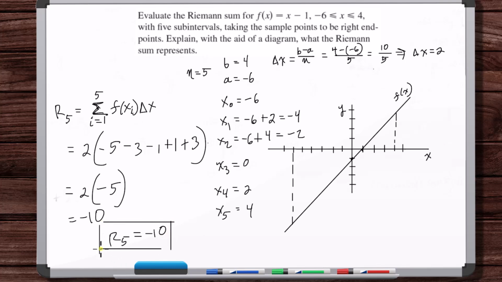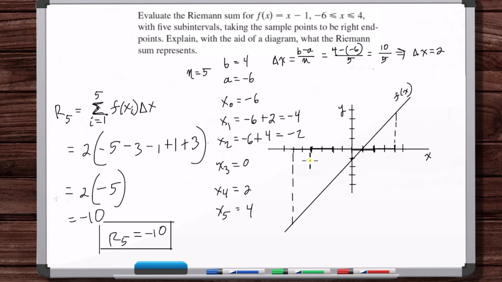Okay, now what does this mean? We come to each point, and so if we come here and we draw our intervals, it's every 2. Delta x is 2. We're going to get 5 total. One, two, three, 4, 5.